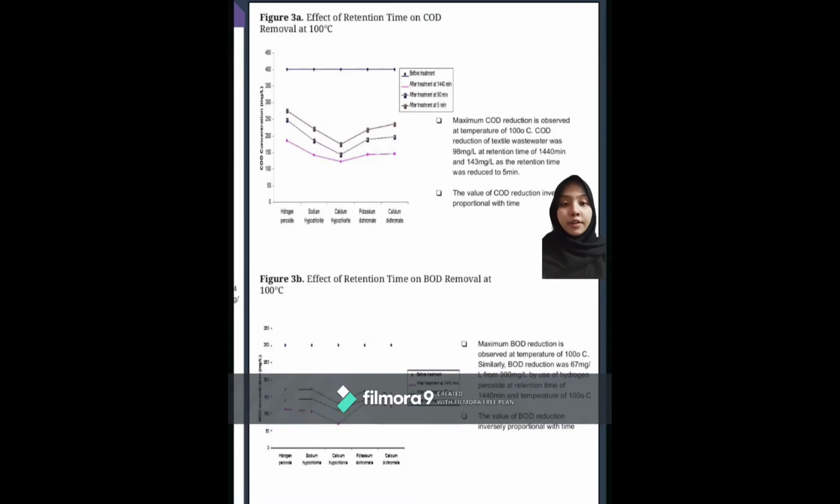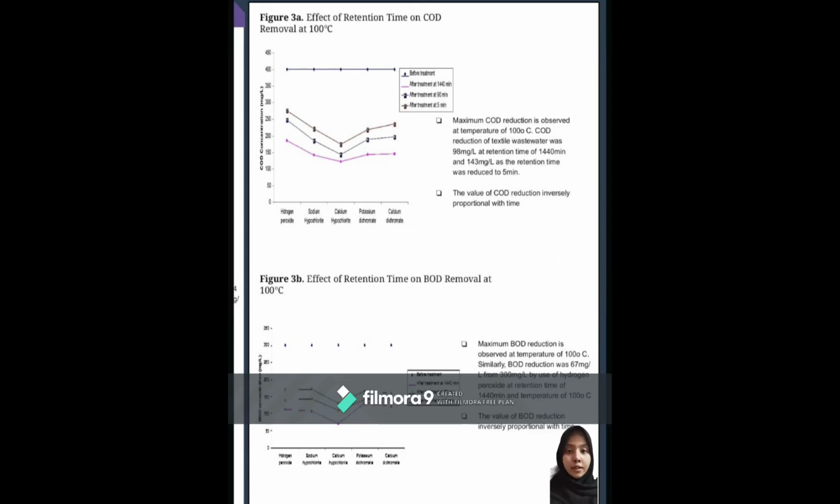Next is the graph of the effect of retention time on COD removal at 100 degrees Celsius. Again, the value of COD reduction is decreasing as time increases. The minimum value of COD reduction also was achieved by calcium hypochlorite.